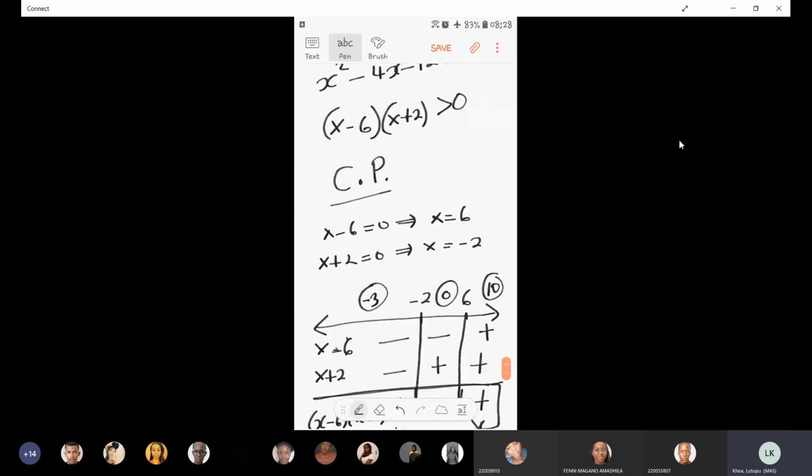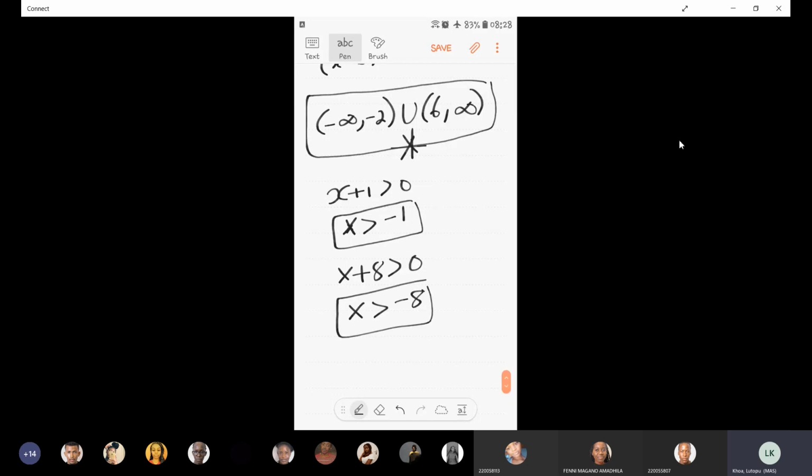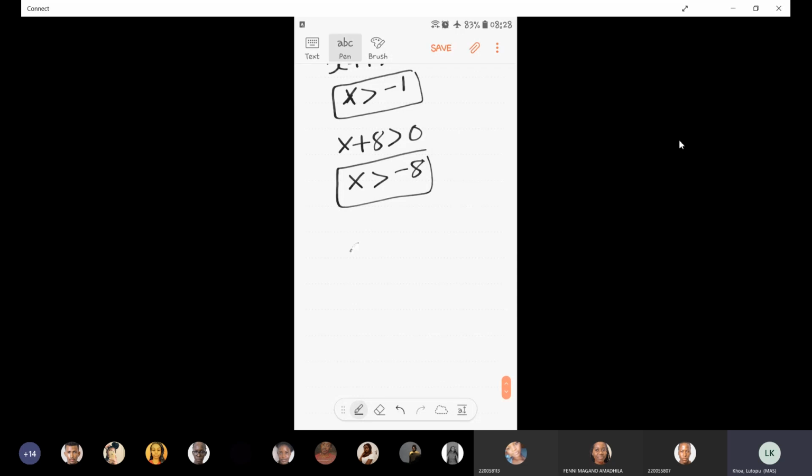So this one in blue over here, that's what I'm writing now. So I combine all 3 of them. So x plus 1 is greater than 0. This means x is greater than negative 1. So this is the second condition. Then the third one, we had x plus 8 is greater than 0. This means that x is greater than negative 8. Third condition. Then the last one was x minus 4 is greater than 0. This means that x is greater than 4.